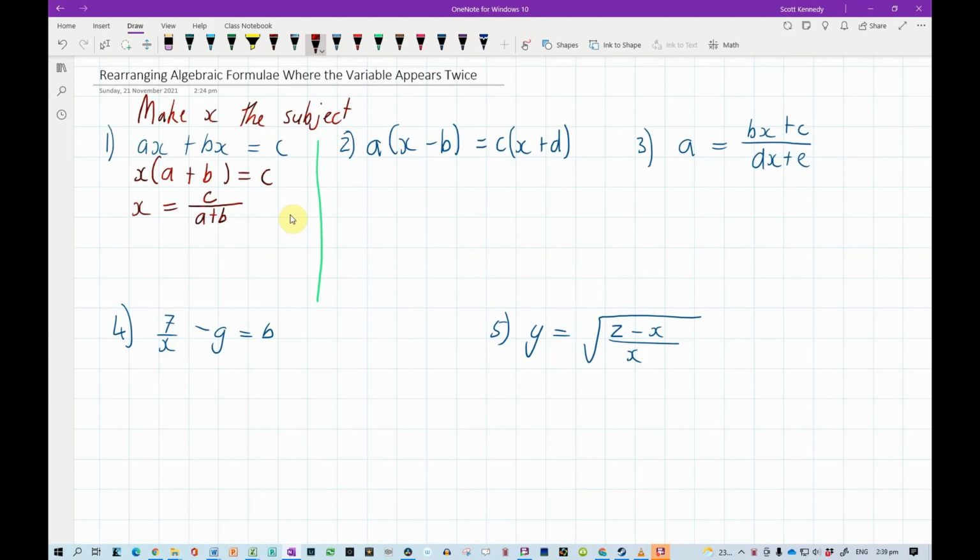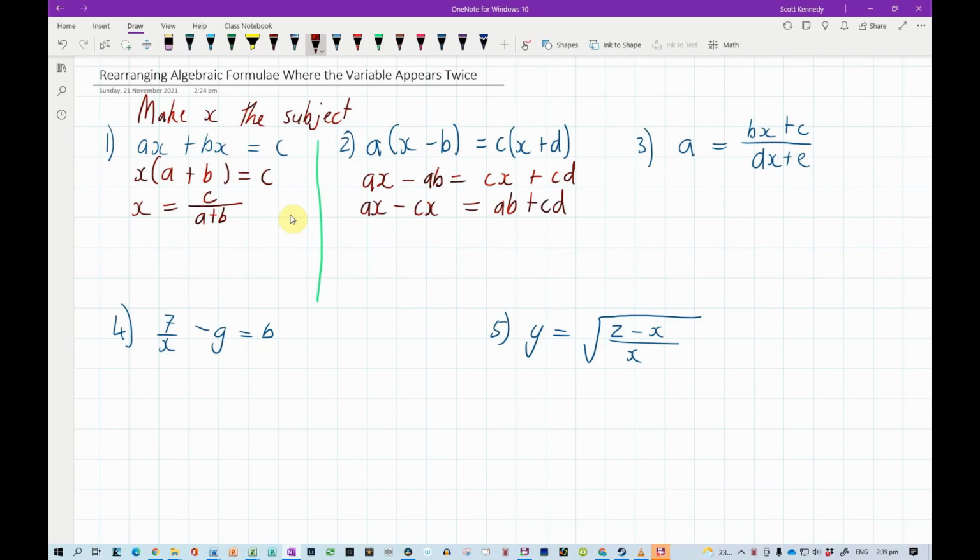The next one, you'll notice that we've got an x here and an x here, so there is an extra step involved. I've got to first expand the brackets. So I get ax minus ab on the left-hand side, and on the right-hand side I get cx plus cd. What I now need to do is get my x's across to one side. So I'm going to pull the cx across to the left-hand side by subtracting it from both sides. And I'm going to get this ab across to the right-hand side by adding ab to both sides. So my next step will look like this.